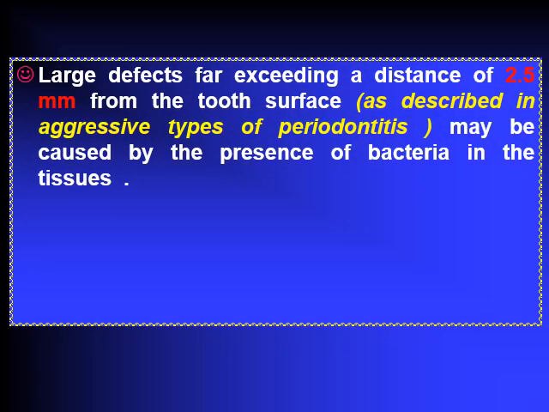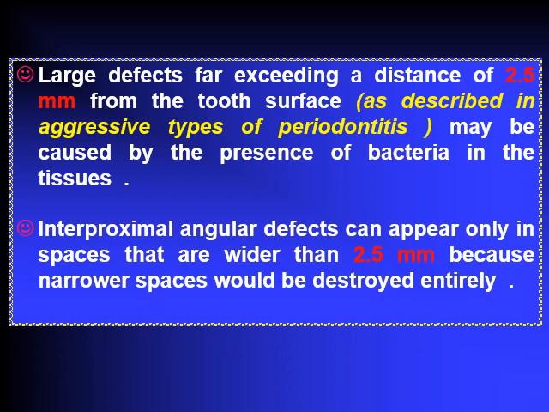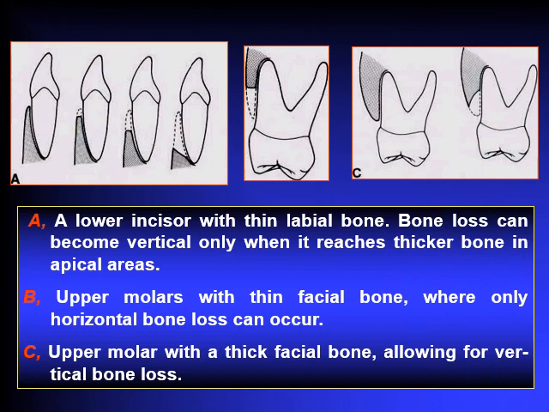As we mentioned, large defects far exceeding this distance, as in aggressive types of periodontitis, may be caused by the presence of bacteria in the tissues, such as A. actinomycetemcomitans, P. gingivalis, P. intermedia. These are virulent microorganisms which can invade the tissues. Also, as I said to you, interproximal defects can appear only in spaces wider than 2.5 millimeters, because narrow spaces would be destroyed entirely. Okay, we will see this in this diagram.